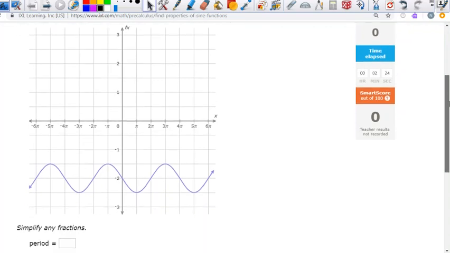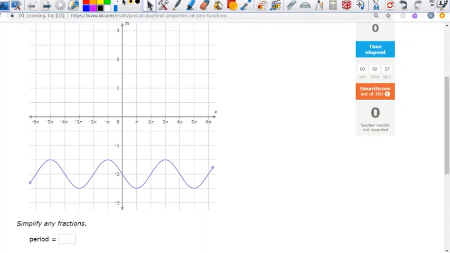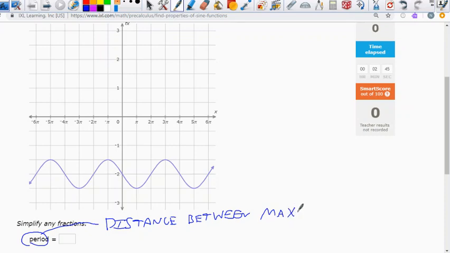So for our first problem, we need to find the period of our sinusoidal function, and the period is going to be the distance between maximums. There's a distance between maxes or mins. It can also be described as one full cycle of the wave of the sinusoidal function.